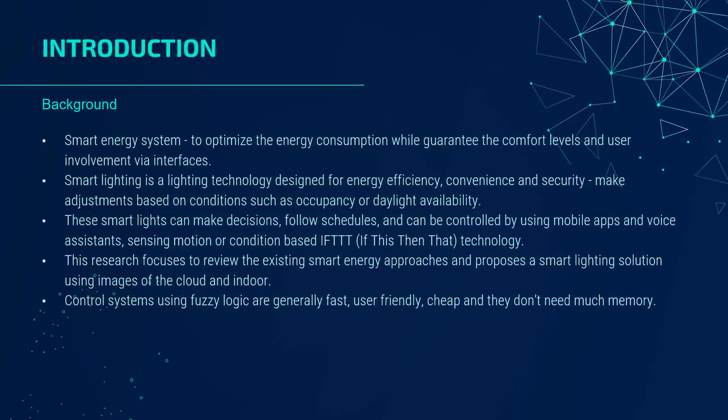First of all, a smart energy system is to optimize the energy consumption while guaranteeing the comfort level and user involvement. Smart lighting is a lighting technology designed for energy efficiency, convenience, and security. It makes adjustments based on conditions such as occupancy or daylight availability. This smart light can make decisions, follow schedules, and can be controlled by using mobile apps and voice assistants, sensing motion or condition-based if this then that technology.